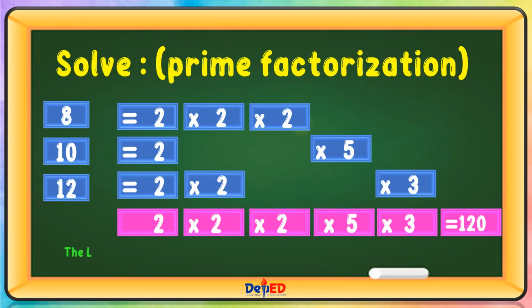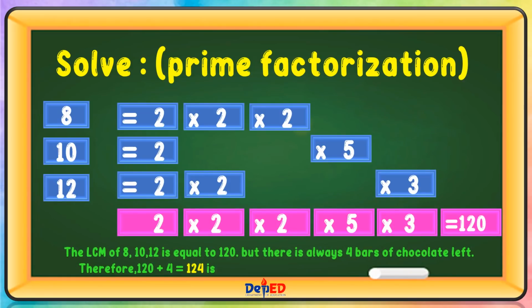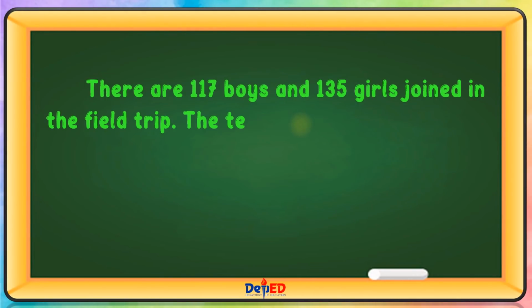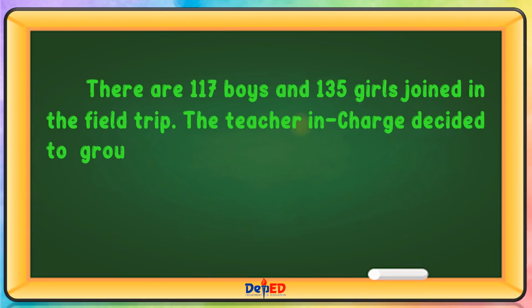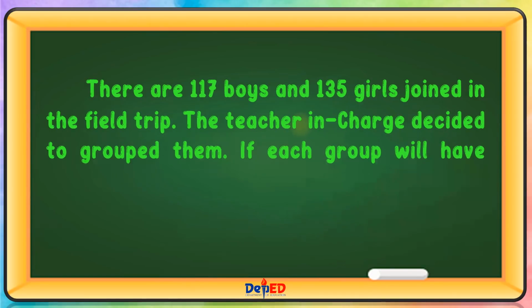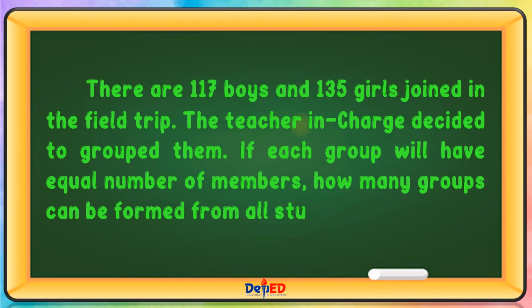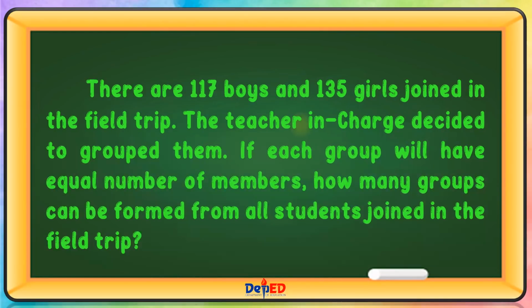The LCM of 8, 10, 12 is equal to 120, but there are always 4 bars of chocolates left. Therefore, 120 plus 4 equals 124 is the smallest number of chocolates in the box. There are 117 boys and 135 girls who joined in the field trip. The teacher in charge decided to group them. If each group will have an equal number of members, how many groups can be formed from all students who joined in the field trip?